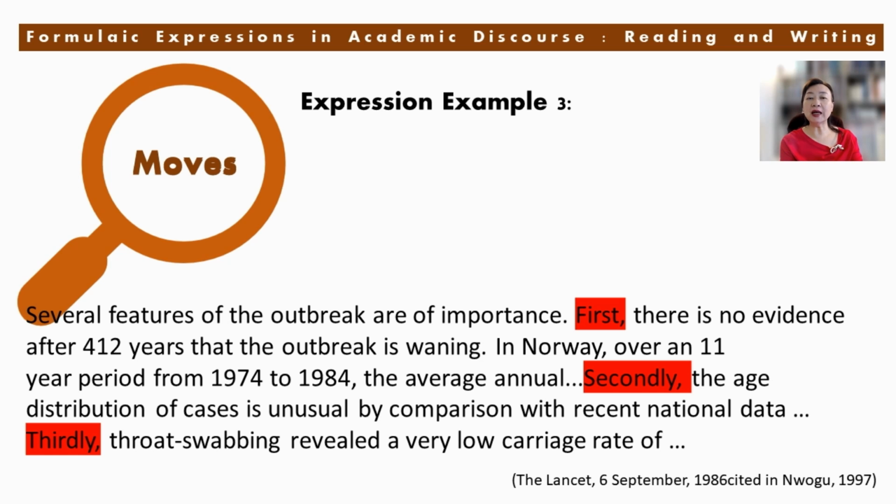Just to make sure you're getting a hang of the idea of moves, let's try one more example. Can you tell where this segment is likely to locate in a paper or in a scientific report? Several features of the outbreak are of importance. First, there is no evidence after 4 1/2 years that the outbreak is waning in Norway. And then secondly, the age distribution of cases is unusual by comparison with the recent national data. And then thirdly, throat swabbing reveals very low carriage rate of something.